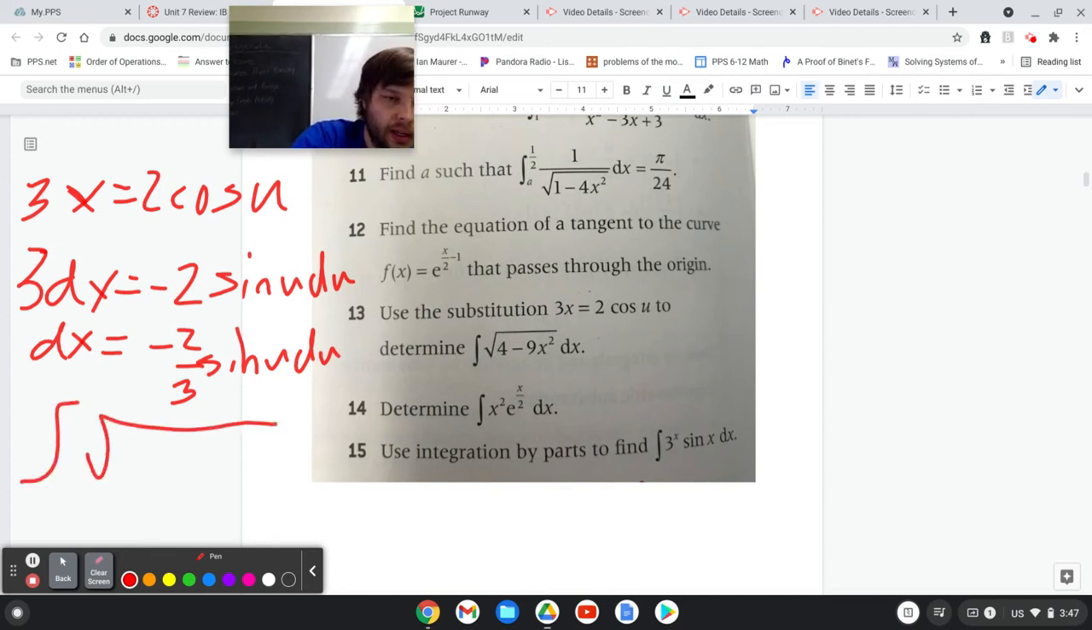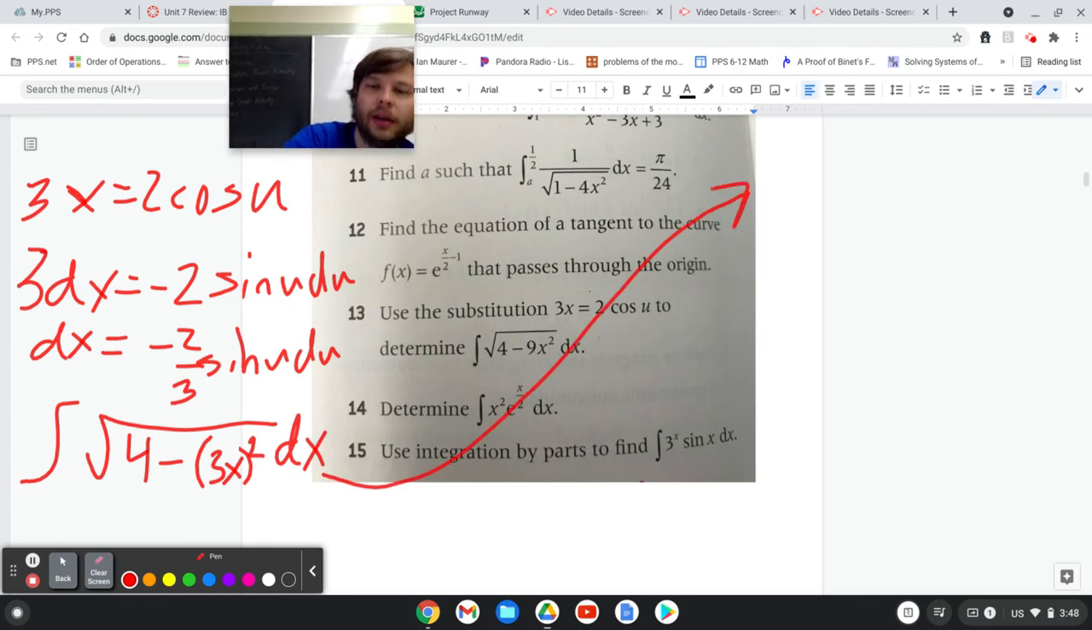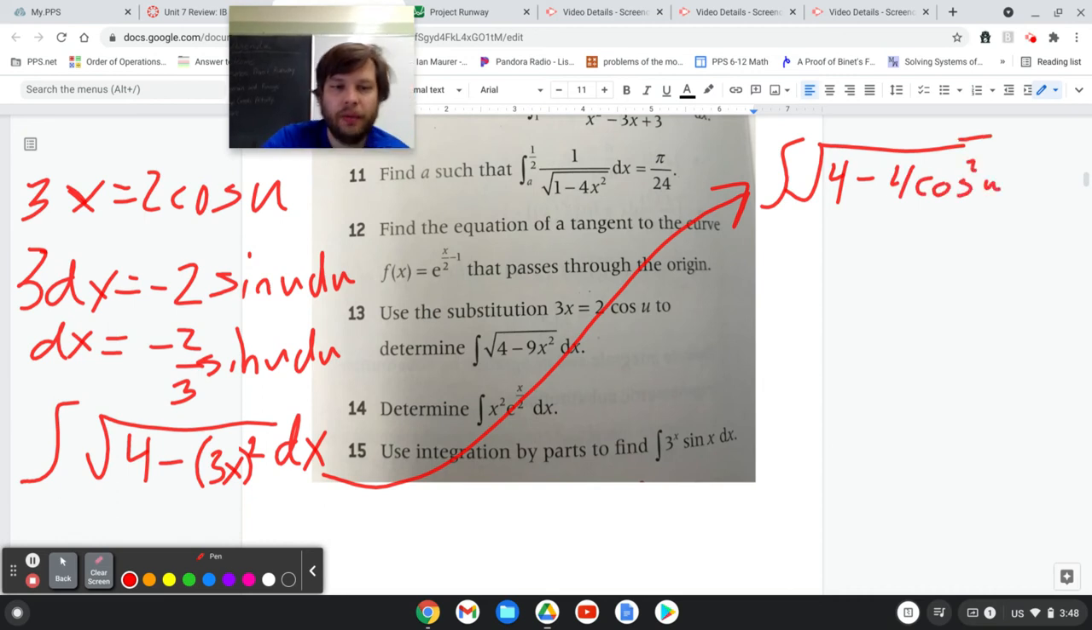So instead of writing 4 minus 9x squared like that, recognizing that 9x squared is really 3x inside of parentheses squared dx, then bringing that up here so we can rewrite it as the square root of 4 minus, we substituted 3x equals 2 cosine u. So we have 4 cosine squared u. And we found that dx equals negative 2/3 sine u du. So we're going to multiply this by negative 2/3. I'm just going to squeeze it down a line, sine u du.